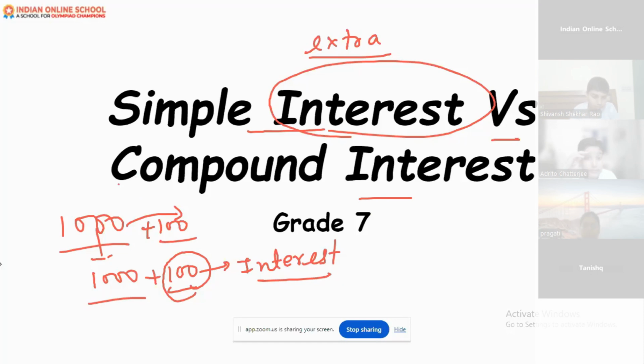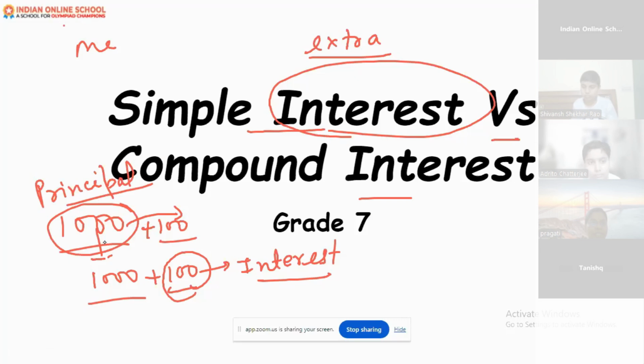So now let's come to simple and compound. One more thing I want to include: how much money have I taken? 1,000 rupees. So this is my principal. I am a borrower, I borrow money from Shivans. And who is the lender here? Who gave me money? Shivans is the lender here.